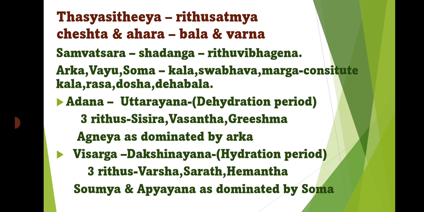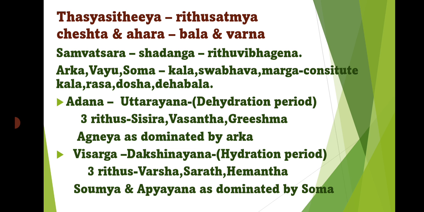Adana is Uttarayana, the dehydration period. Visarga is Dakshinayana, the hydration period. Adana Kala, or Uttarayana Kala, is Shishira, Vasanta and Grishma. It is Agneya in nature as it is dominated by Arka.